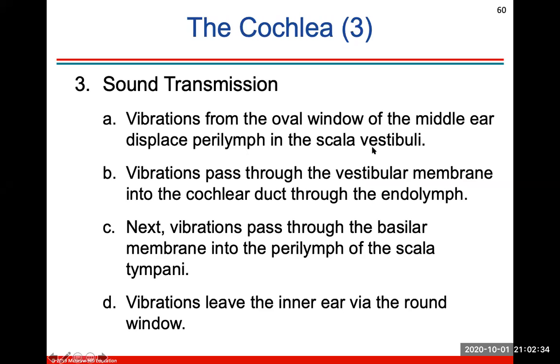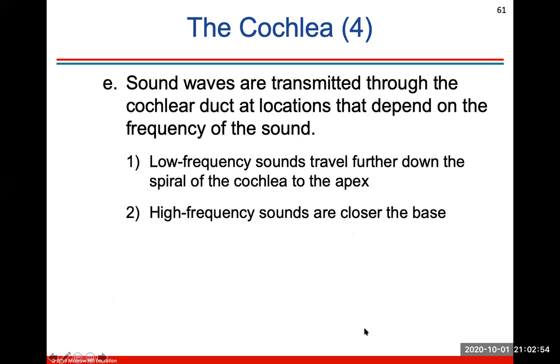So sound transmissions, vibrations from the oval window of the middle ear, will displace the perilymph in the scala vestibuli. Vibrations will pass through the vestibular membrane into the cochlear duct through the endolymph, and next vibrations will pass through the basilar membrane into the perilymph. Vibrations will leave the inner ear via the round window. So they entered from the oval window and they will leave via the round window.